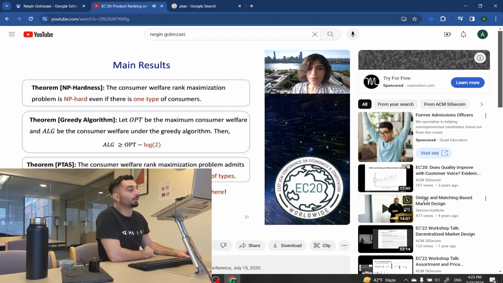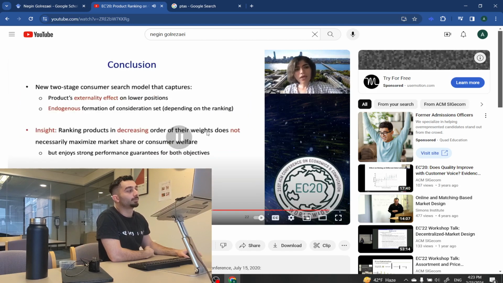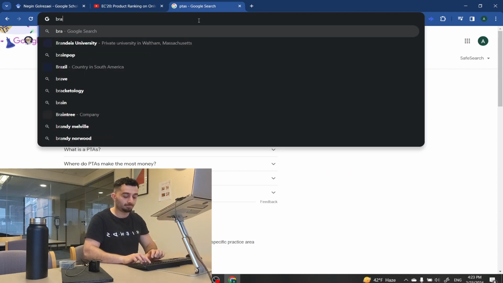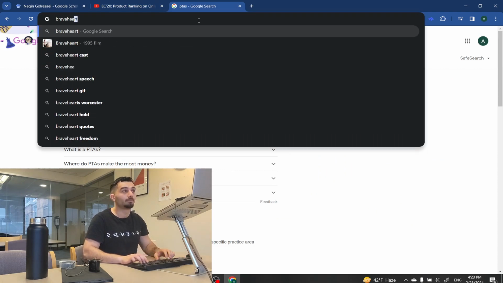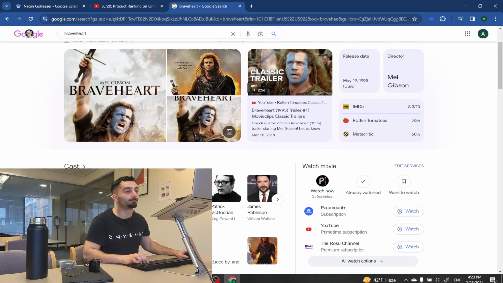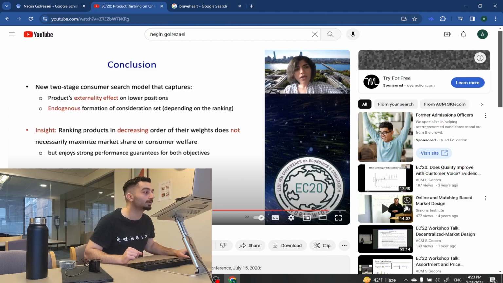This guy looks okay, so who is the guy? Braveheart? Is that the name of the movie? Yeah. Mel Gibson. This guy looks like Mel Gibson.